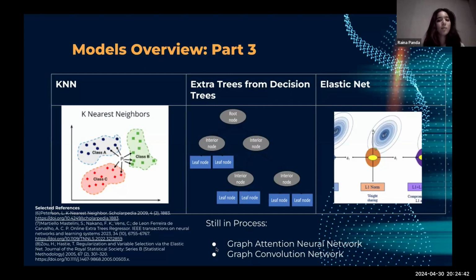And basically, the graph attention neural network is trained on graph structured data, and it uses feature vectors. And this is also very similar to graph convolution network. And it basically is based off of nodes and edges, and it is also trained on graph structured data. Those are all the models we have at the moment.